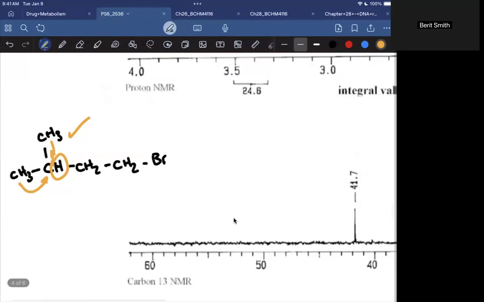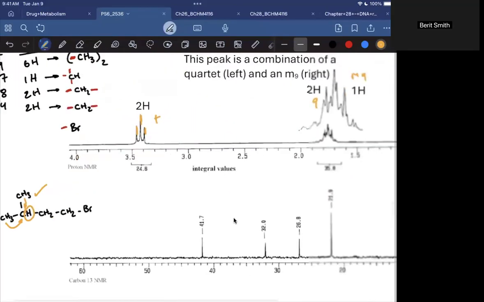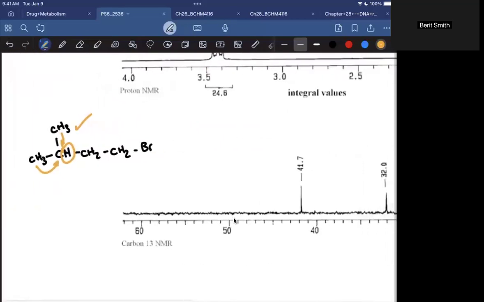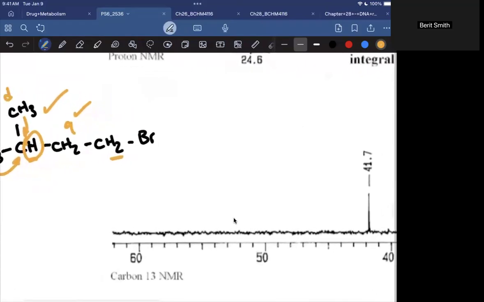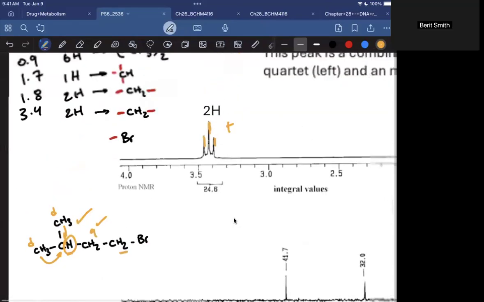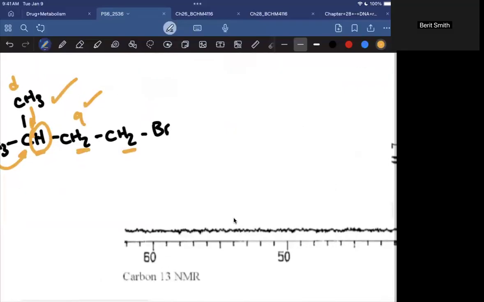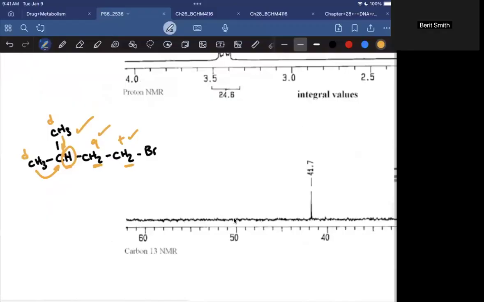Over here, the CH2 peak, this one was a quartet. So let's see. It's got 2 here, 1 here. So that's 3 plus 1 is 4. So that one's a quartet. Perfect. And then this CH2 was a triplet. We've got these 2 hydrogens here. 2 plus 1 is 3. Triplet. That works.